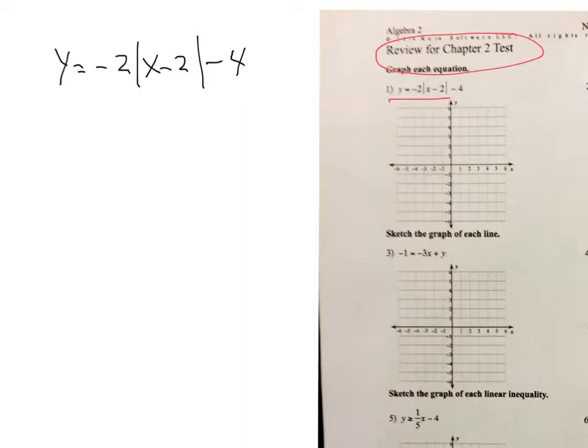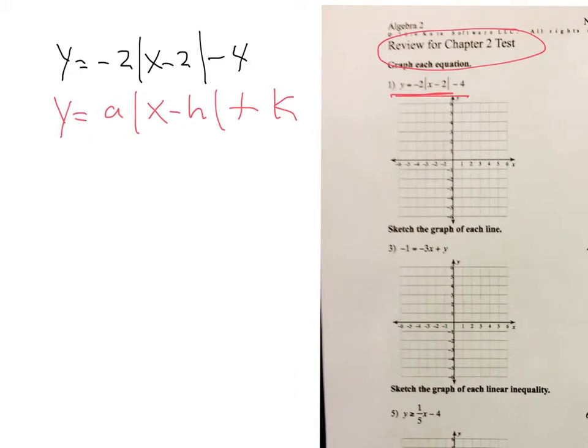Graph this absolute value function. I have y equals -2 absolute value of x minus 2 minus 4. First thing that I'm going to do is write the formula for the absolute value function. The function is y equals a absolute value of x minus h, close absolute value, plus k.